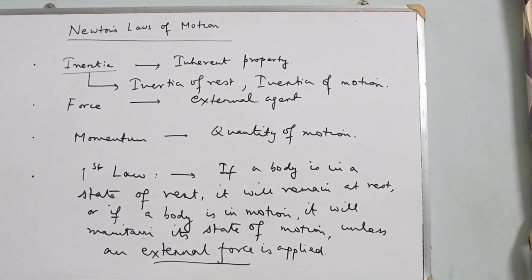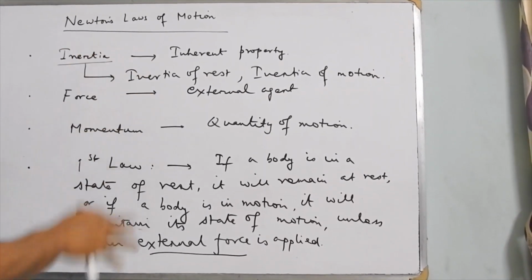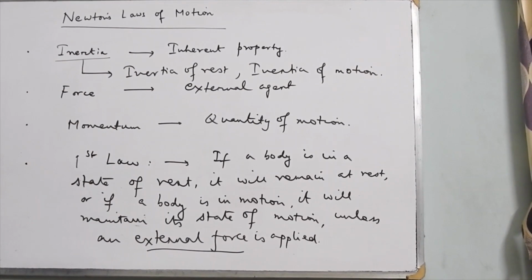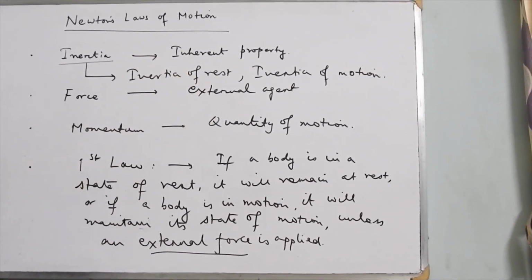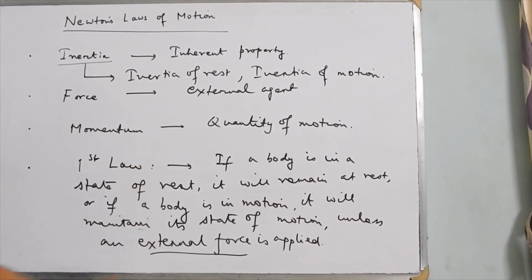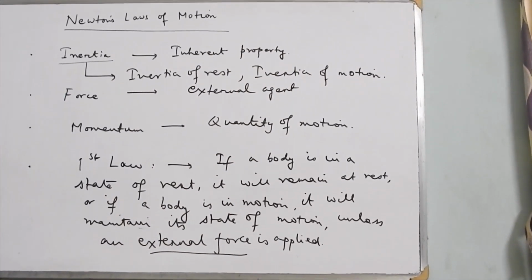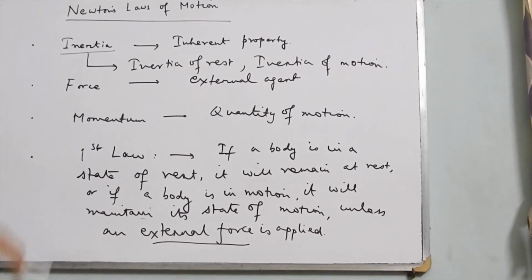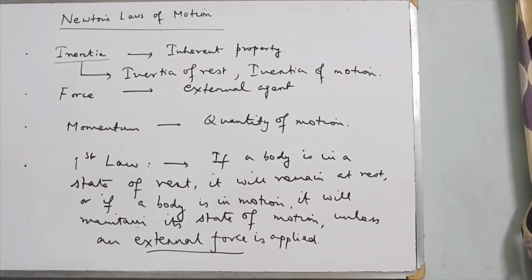So inertia is nothing but a tendency of a body, an inherent property of a body, to maintain its state of rest. Whenever it tries to maintain its state of rest, we call it inertia of rest. Whenever the body tries to maintain its state of motion, we call it inertia of motion. And force is nothing but an external agent that tends to change the state of rest or the state of motion in an object.